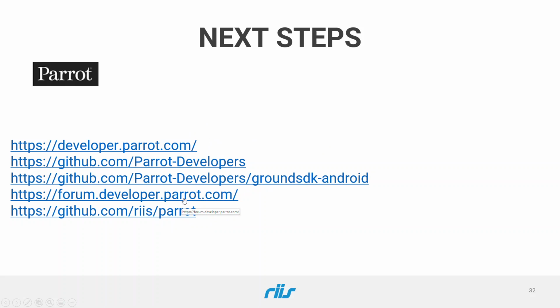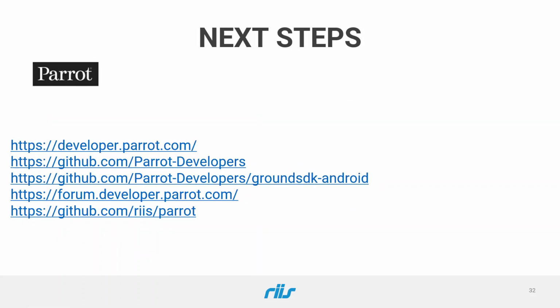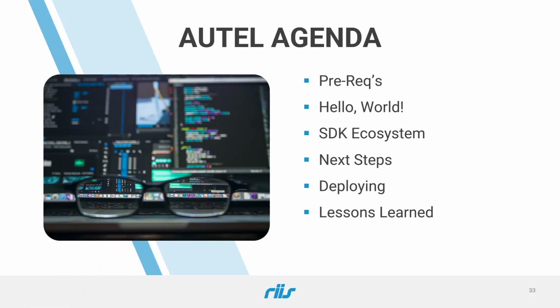And there is a forum, so there's quite a good forum for Parrot developers. There's a lot of people asking questions there, and you usually get an answer within about 24 hours. So on DJI, I would say it's the GitHub repo, but for Parrot, it's forum.developer.parrot.com.